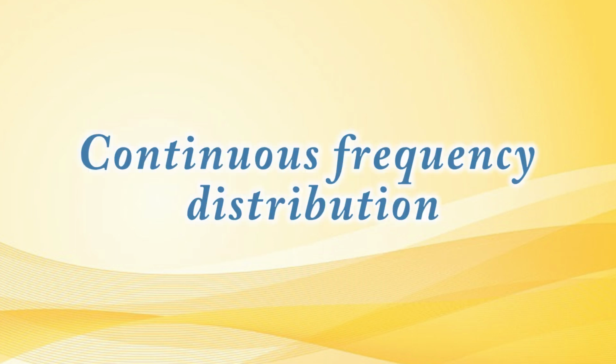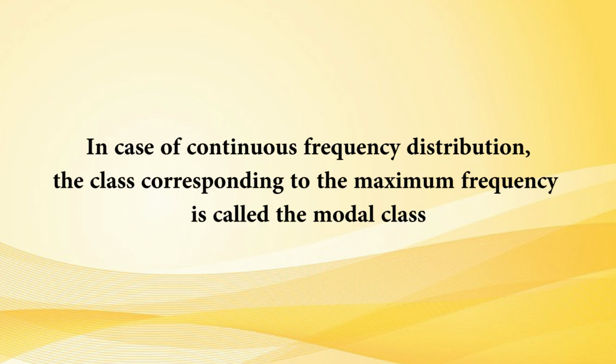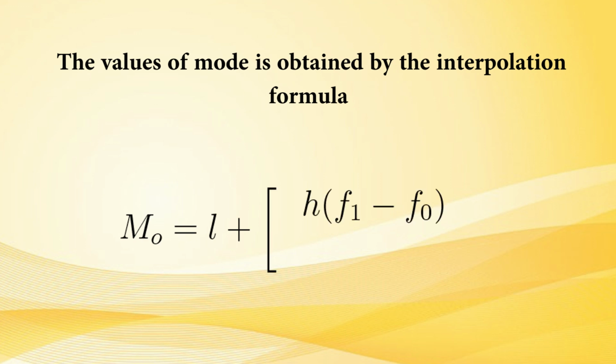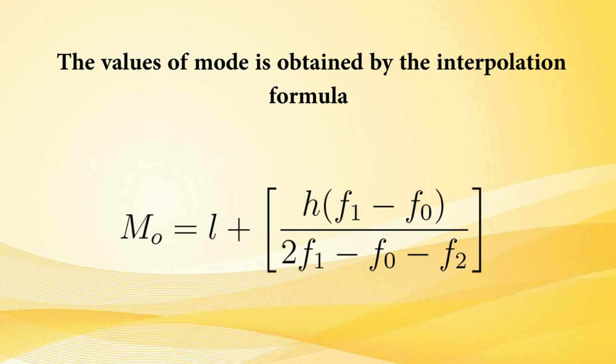Let us see how to compute the mode in case of continuous data. In case of a continuous frequency distribution, the class corresponding to the maximum frequency is called the modal class, and the value of mode is obtained by the interpolation formula. Mode is equal to L plus h into (f1 minus f0) divided by (2 into f1 minus f0 minus f2).